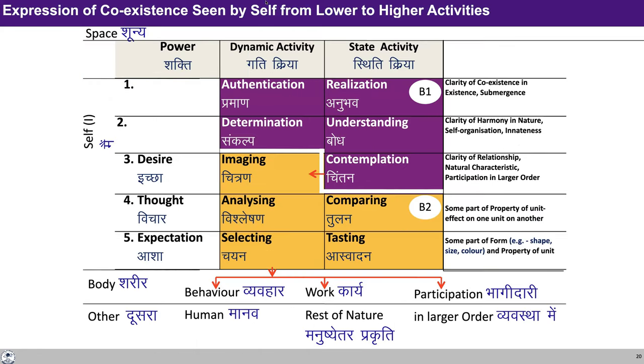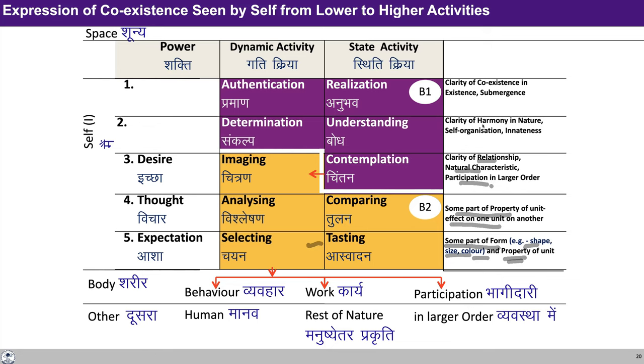So put in one slide, all that we have discussed. So at the level of selecting and testing, I'm able to see some part of the form, for example, shape, size, color, and property of the unit. At the level of analyzing and comparing, I'm able to see some part of the property of the unit, that is effect of one unit on another unit. At the level of contemplation, I'm able to see the relationship, natural characteristic, and participation in the larger order.